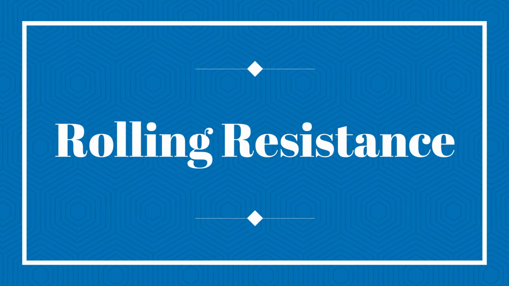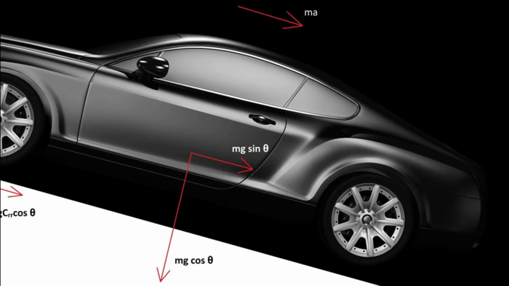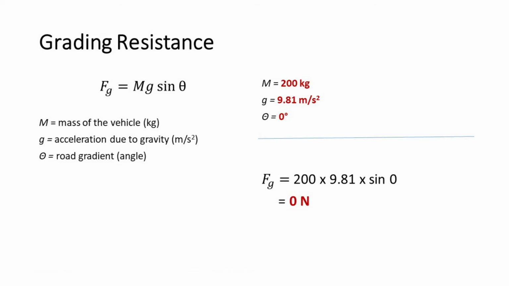The next force is the grading resistance. The weight of the vehicle produces a force when it travels uphill or downhill. The force is parallel to the road surface. In our case, the slope of the road is 0 degree, so the grading resistance is 0 Newton.